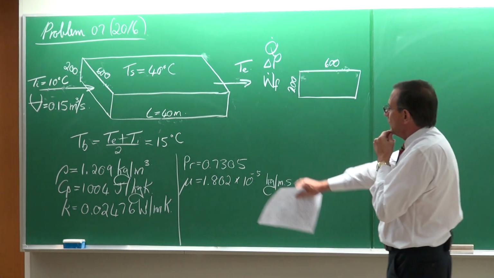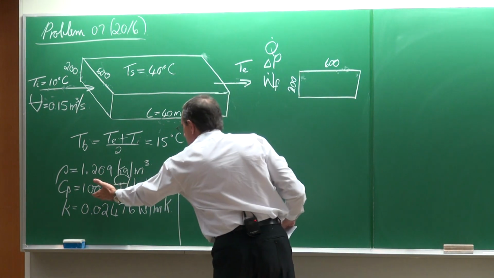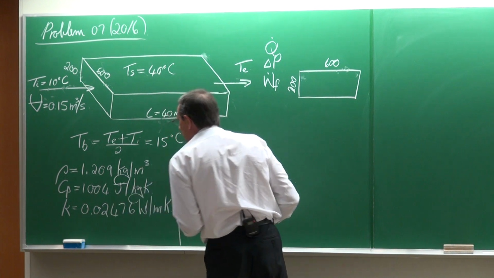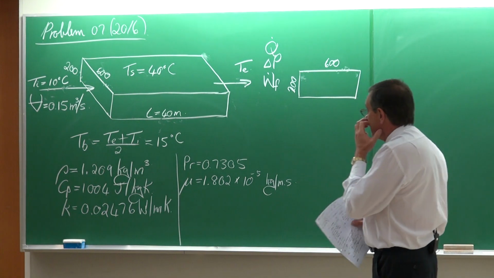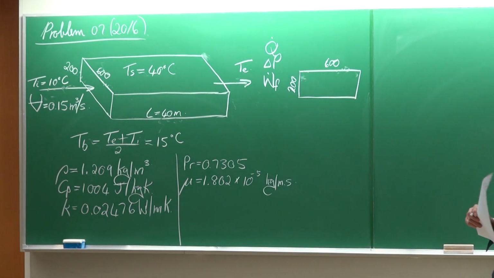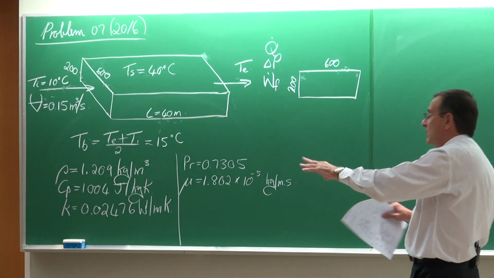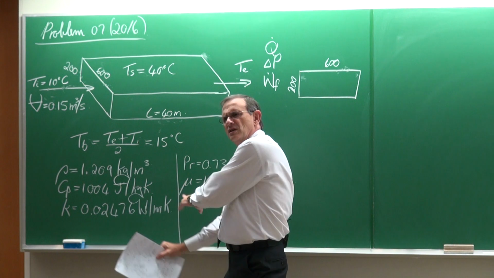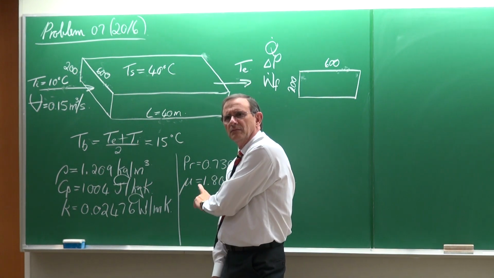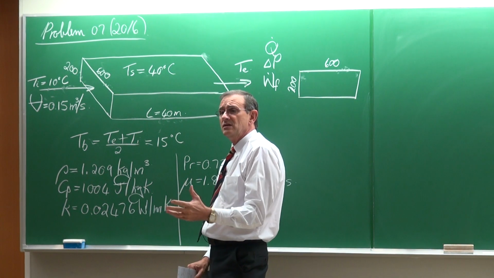Right, density 1.209, CP 1004, the K value 0.02476, the Prandtl 0.73, the viscosity 1.802 multiplied by 10 to the minus 5. If you go and look at your textbook at 15 degrees Celsius, at that temperature the values are given, you'll see my values are not exactly the same as in the textbook. What's the reason for that?